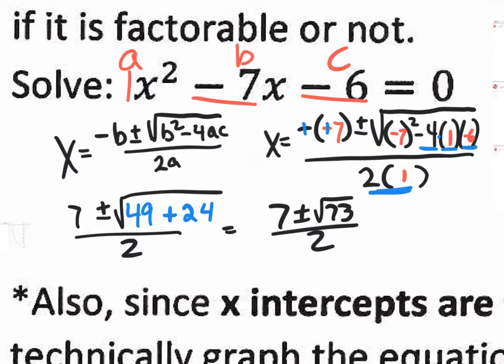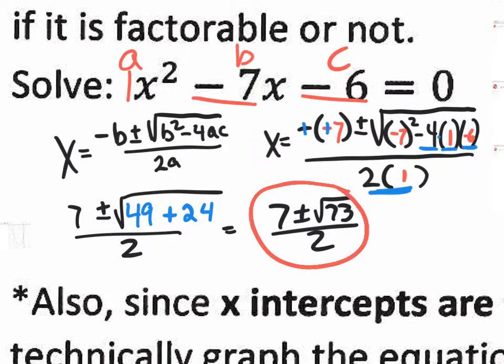Now, let's look at the 73 and think about it. Could I break down 73 with multiplication to get a perfect square number? The answer is no, right? 4 doesn't work. 2 doesn't work. 9 doesn't work. So that's it. We're done. This right here is your answer.